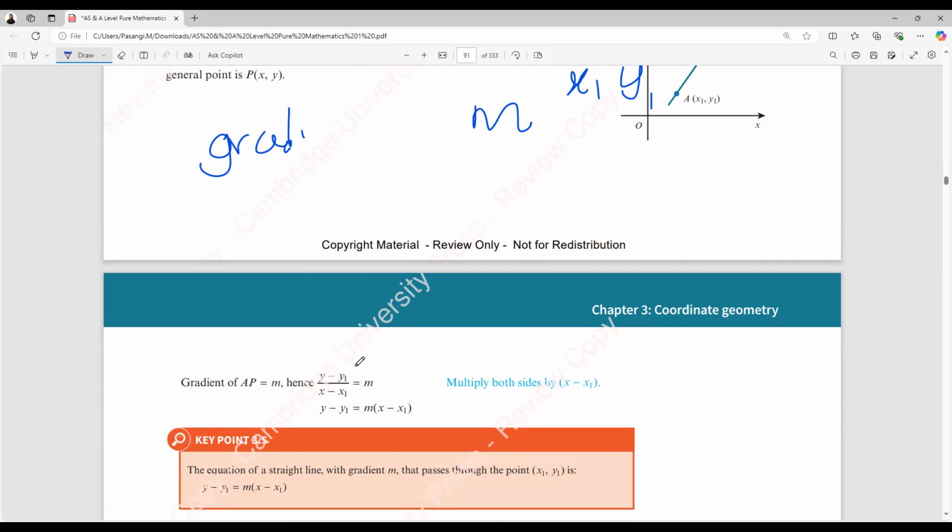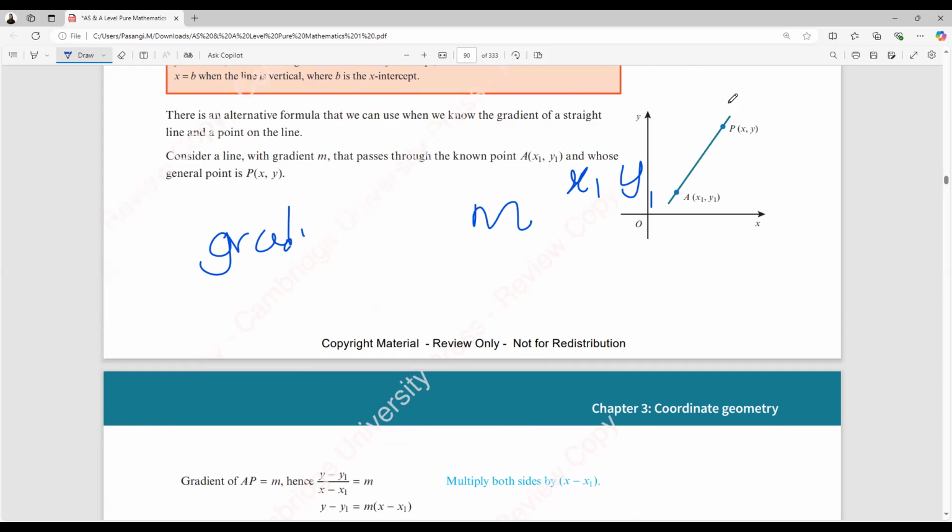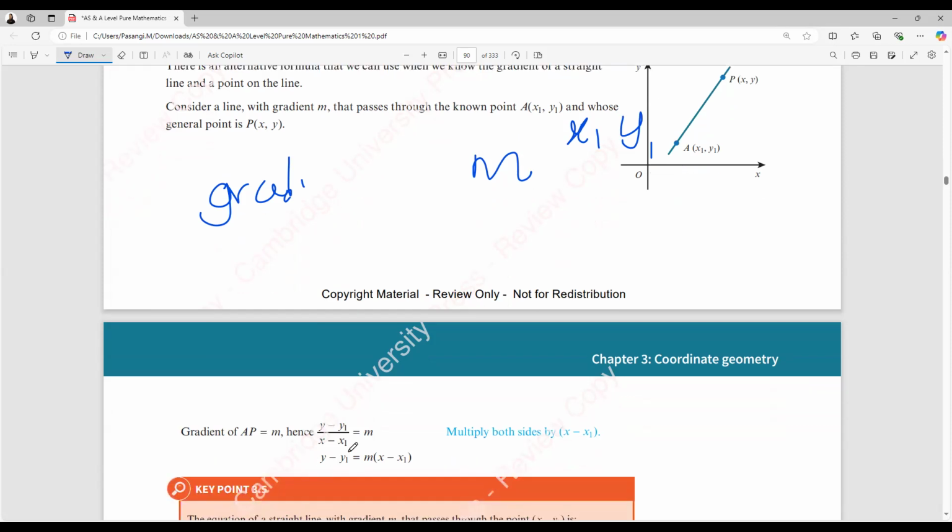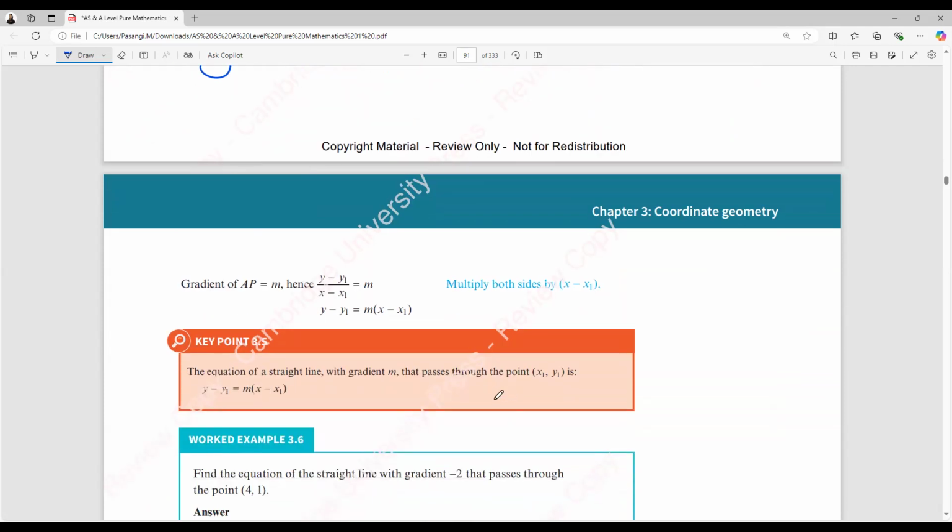The gradient m equals the difference of the y coordinates. So we mark the general coordinate (x, y) and the given coordinate (x1, y1). To calculate the gradient, we take the difference of the y coordinates divided by the difference of the x coordinates: y minus y1 divided by x minus x1, which equals m. Then we can rearrange this equation however we want. That's also fine, right?